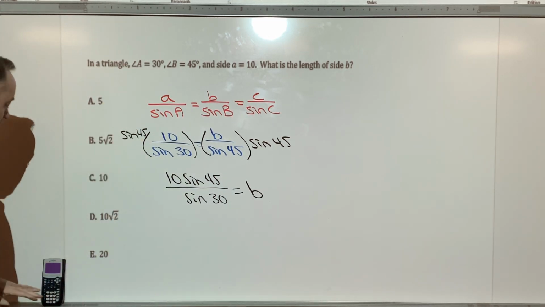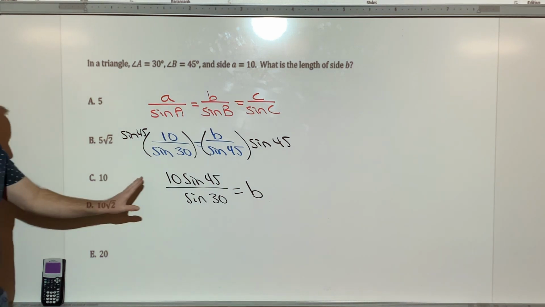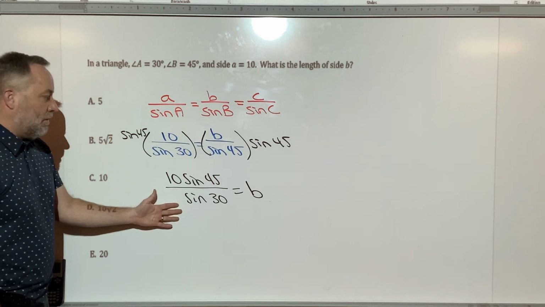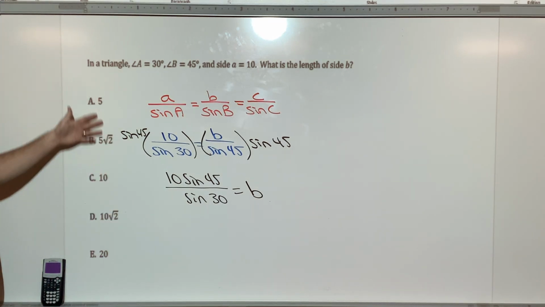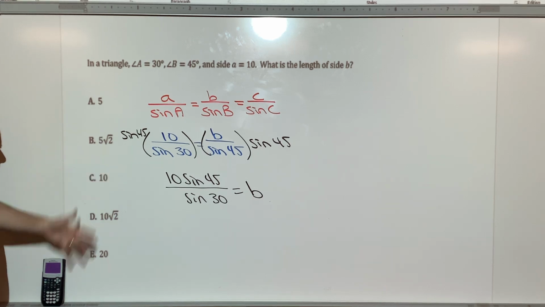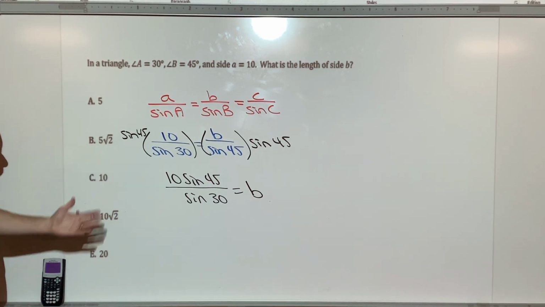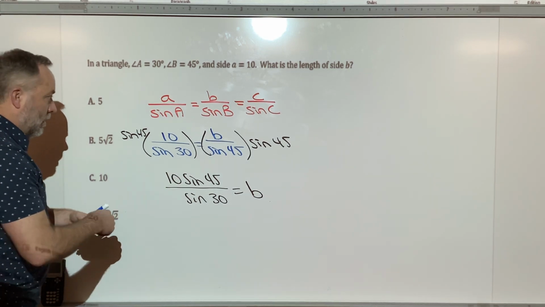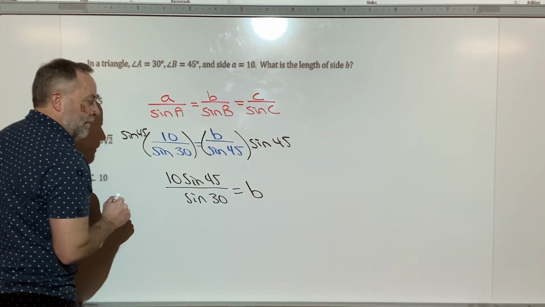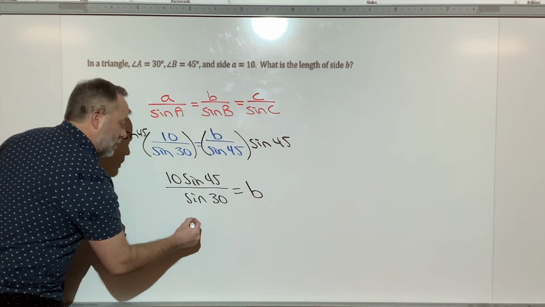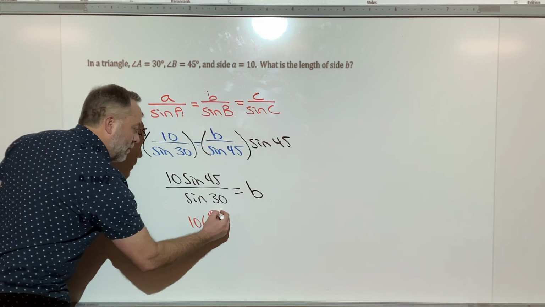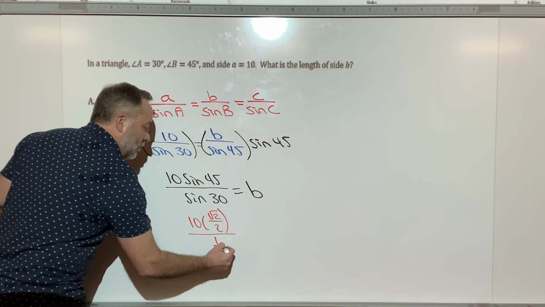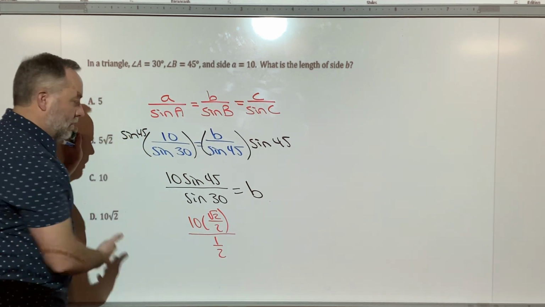All right, at this point, you could put it into your calculator, just like you see it right there. That's going to give you a numerical answer that has a decimal, and then you would need to determine which one of those was equal to that number. Or if you have knowledge of the unit circle, you might know that the sine of 45 is equal to the square root of 2 over 2, so that would be 10 times the square root of 2 over 2. And the sine of 30 is equal to 1/2. If you don't know that, again, use your calculator.